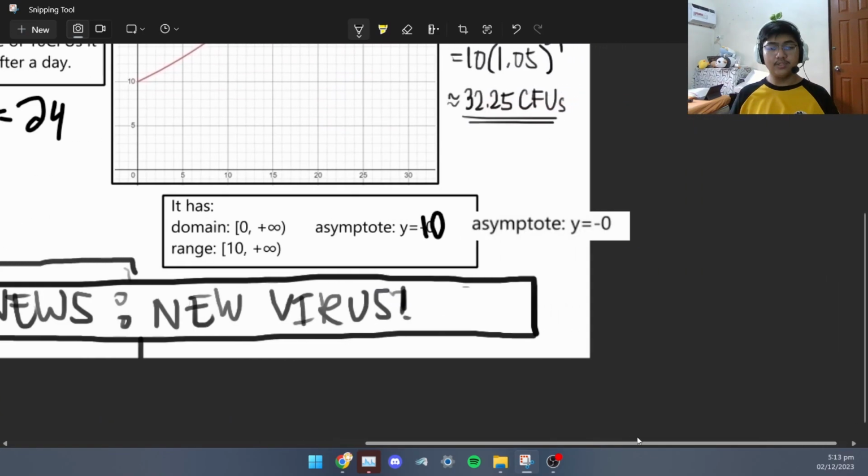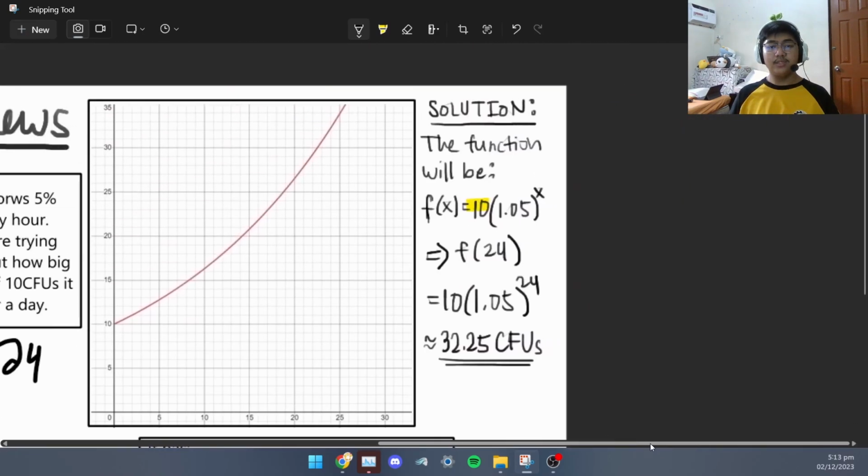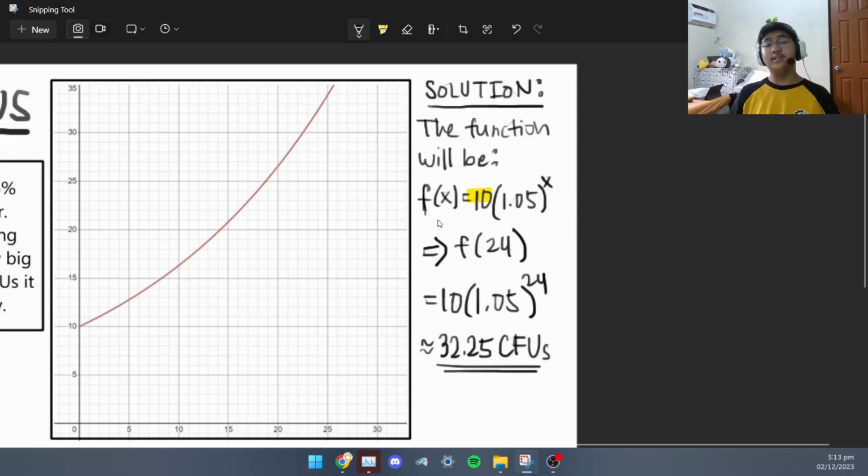In the function f of x equals 10 times the quantity of 1.05 to the power of x, with x being 24, it becomes 10 times the quantity of 1.05 to the power of 24. And if we input it in the calculator, we will get an estimate of 32.25 CFUs.